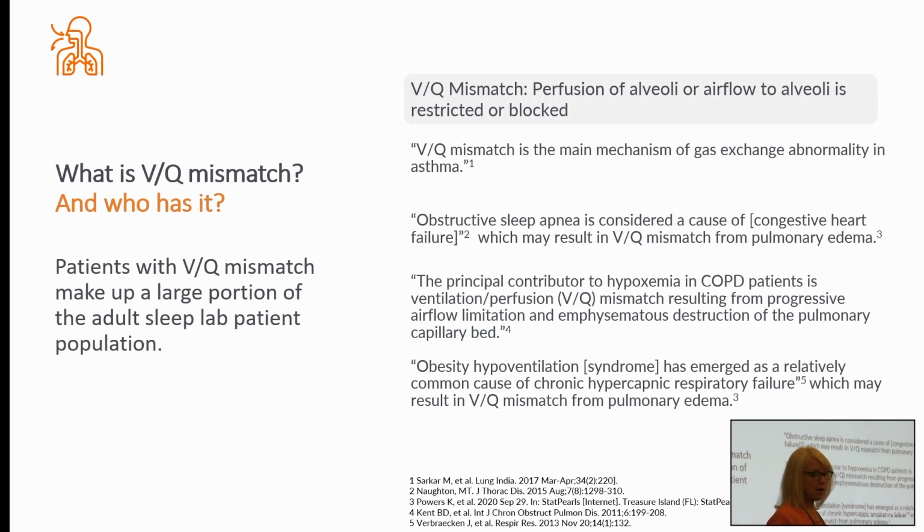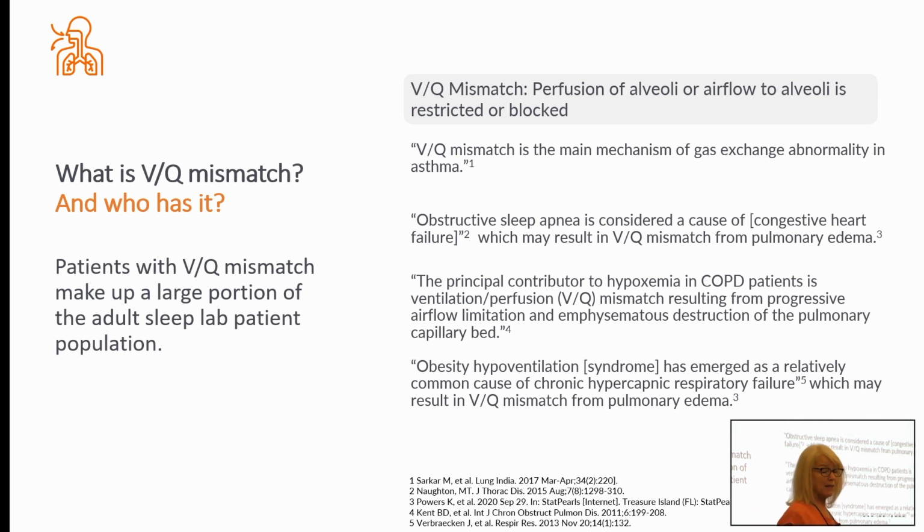So we're going to talk about VQ mismatch. VQ mismatch represents a scenario when either perfusion to the alveoli or airflow to the alveoli is restricted or blocked. I need my notes on this. Okay. So either they're having an airflow issue or a blood flow issue, or more likely than not, a combination of both. You're going to see VQ mismatch in a high portion of patients who come into your sleep lab. It's the main mechanism of gas exchange abnormality in those patients who have asthma.